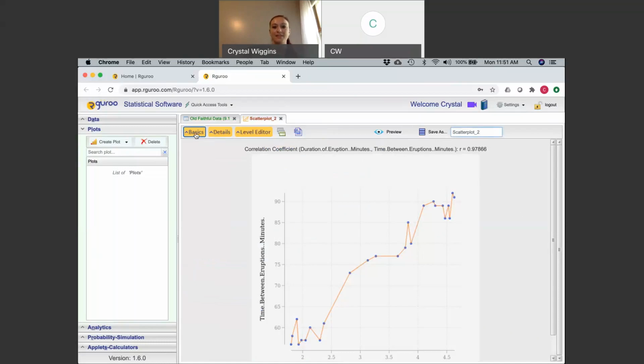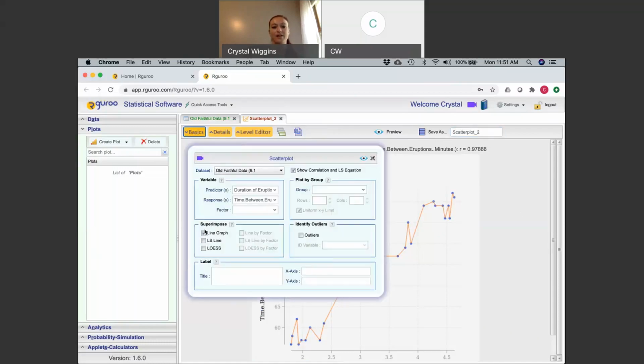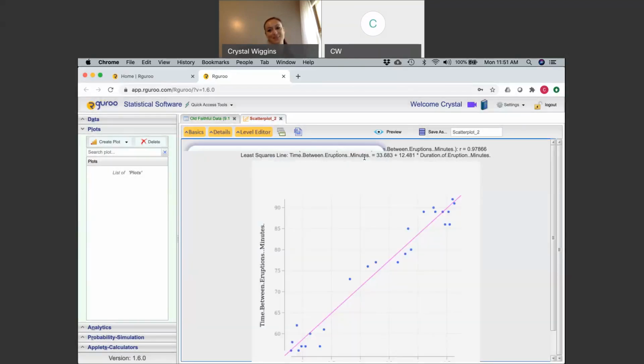So I'm going to go back to basics. I'm going to uncheck the line graph, because it's not time series data, so it doesn't make sense to have a line connecting these dots. I realized that was not the line I was looking for. I actually want the least squares line drawn. So I'm going to hit the eyeball. I hit the wrong one. Ah, that's better.